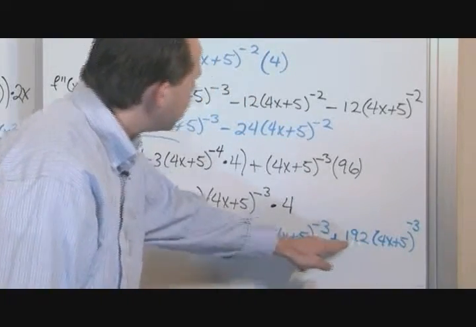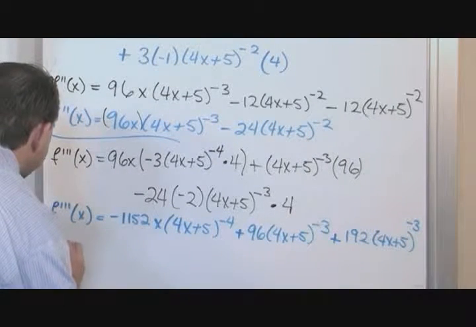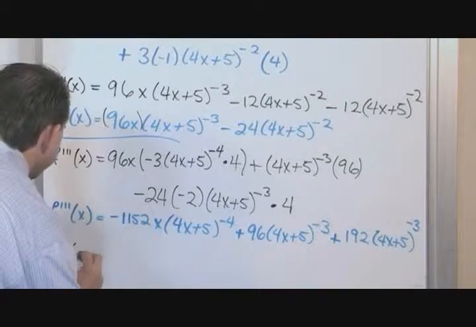So we have 192 plus 96. It's going to give you 288. So let's go ahead and rewrite this guy. Final answer, f triple prime of x.